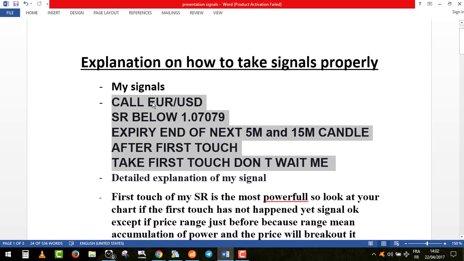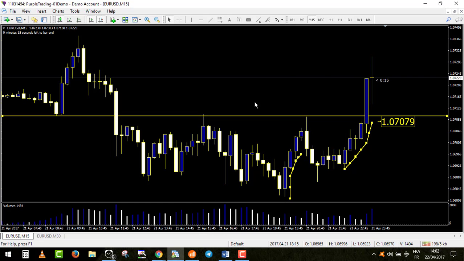The currency that you will have to look at is EURUSD. Call means we expect the currency to go up this way. And the yellow line, as you can see here, is my strike rate. This is the price where I want you to enter the trade for a call.